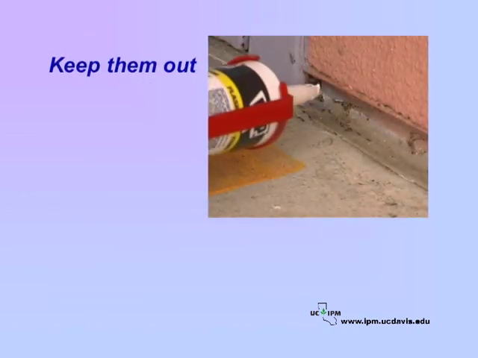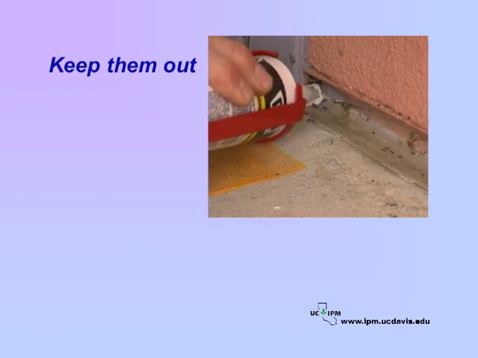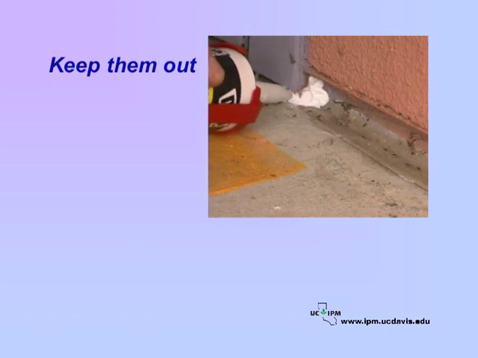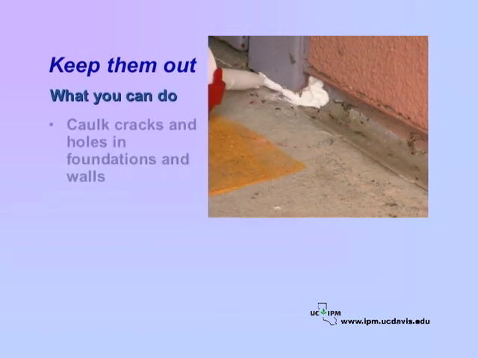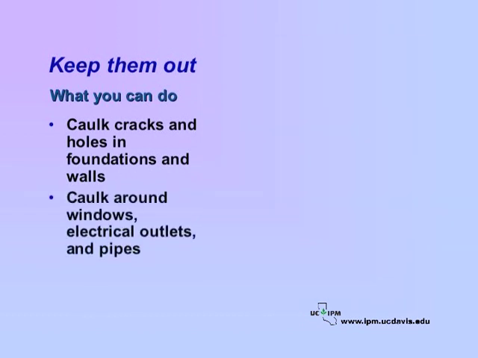No matter how hard you try to keep them out, ants always seem to find a way to enter buildings. However, there are a number of things you can do to keep most of them out most of the time. Caulk all cracks and holes in foundations and walls. Caulk around windows, electrical outlets, and pipes.